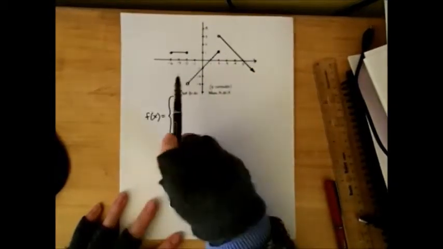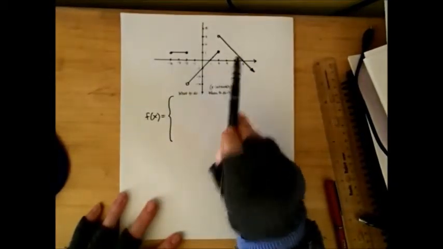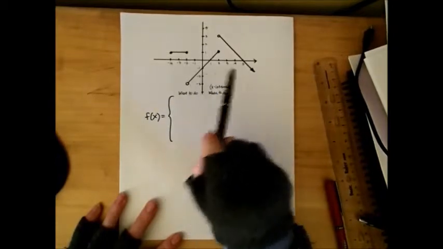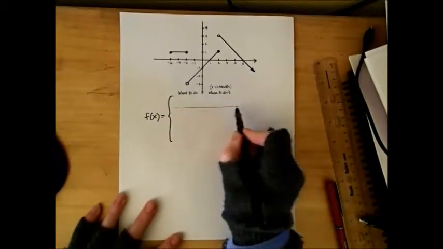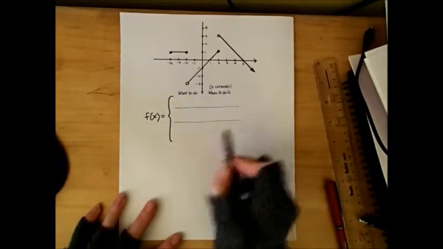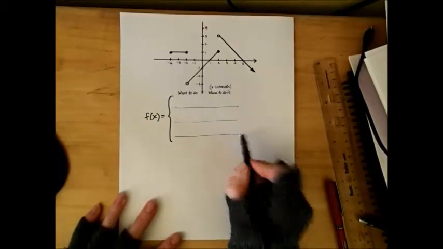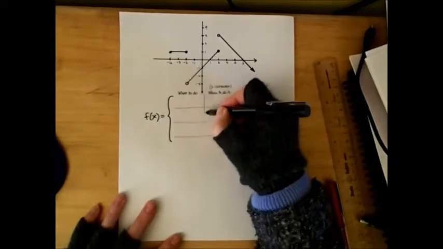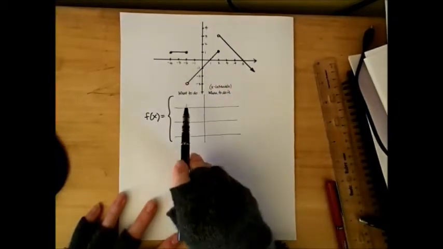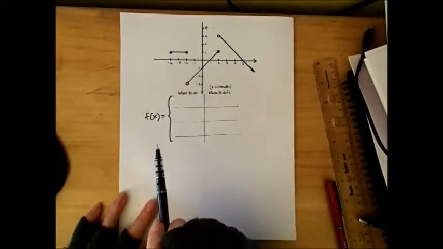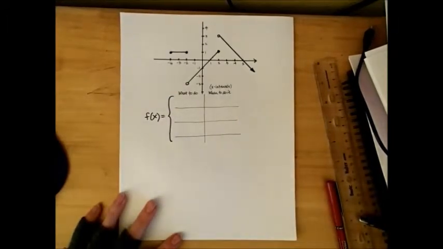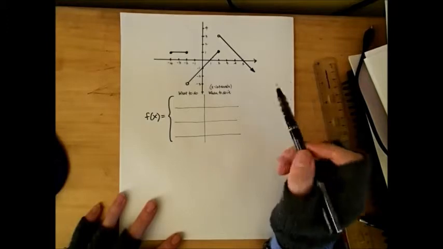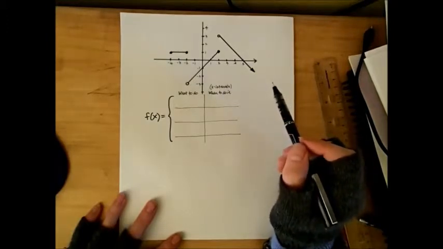So this piecewise defined function has three different pieces to it. So we're going to have three different lines here, one corresponding to each piece. And then for each piece we have to talk about what to do on that interval and what interval we're going to be doing it on. So when I'm doing this, first thing I do is identify what the intervals are.